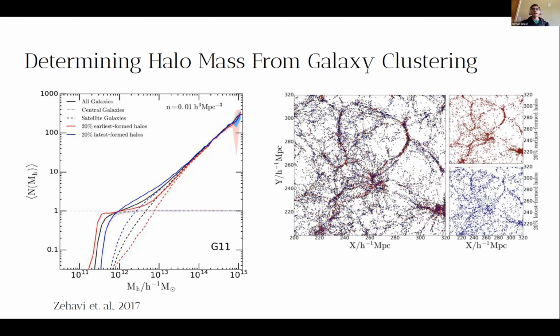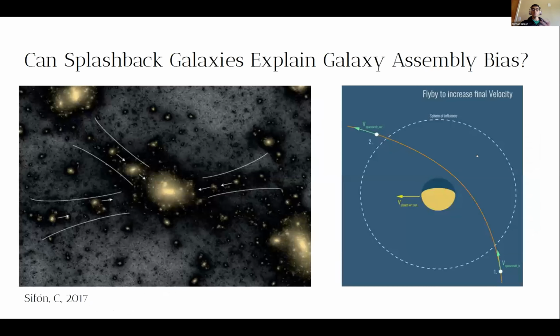It's of interest then to ask, well, what's the physical explanation behind why this galaxy assembly bias occurs? And the proposal in this project was to look at splashback galaxies as a potential explanation. So what are splashback galaxies? To put it simply, it's a galaxy that performs a flyby maneuver around a larger nearby host galaxy or host cluster of galaxies.